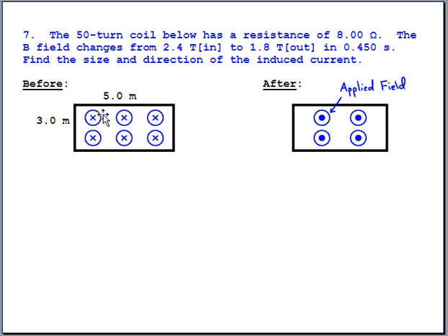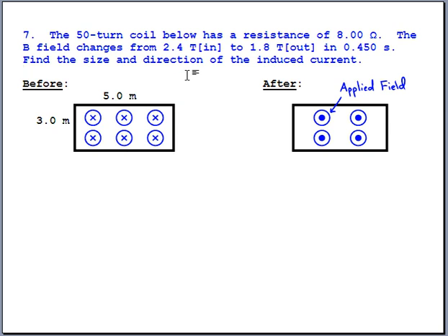Now the external magnetic field that's shown in blue is going to change from 2.4 Teslas going into the page, that's why there are X's, to 1.8 Teslas coming out of the page, and that's why we have the dots. Now that blue magnetic field is an external magnetic field. It's caused by some person holding a magnet nearby. Please don't think that this magnetic field shown in blue, here or in the after picture, is caused by this black loop of wire.